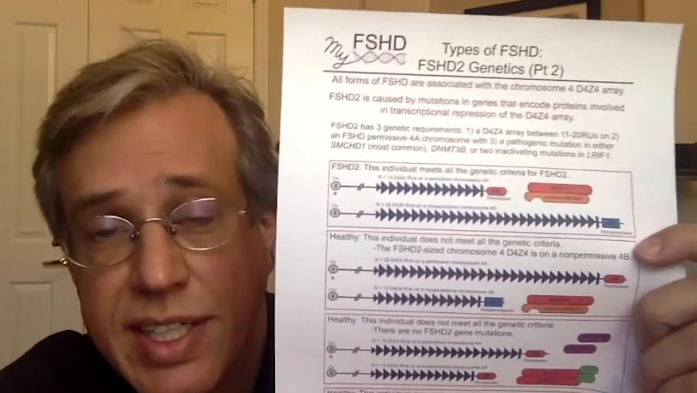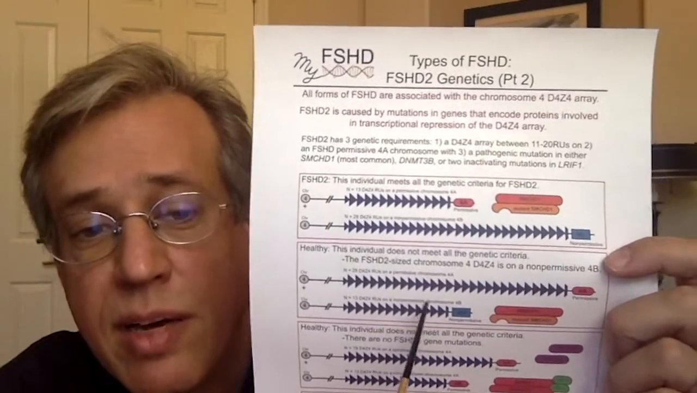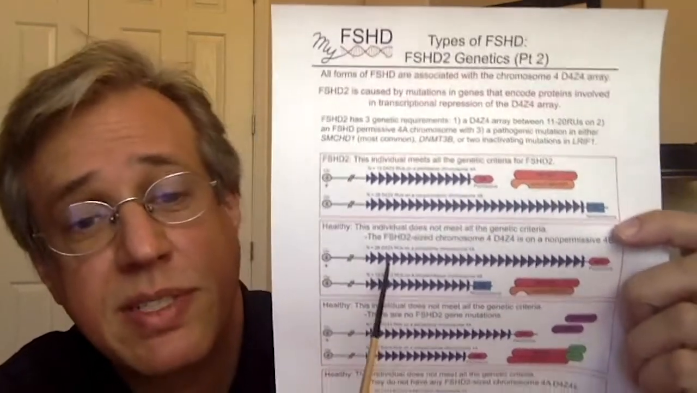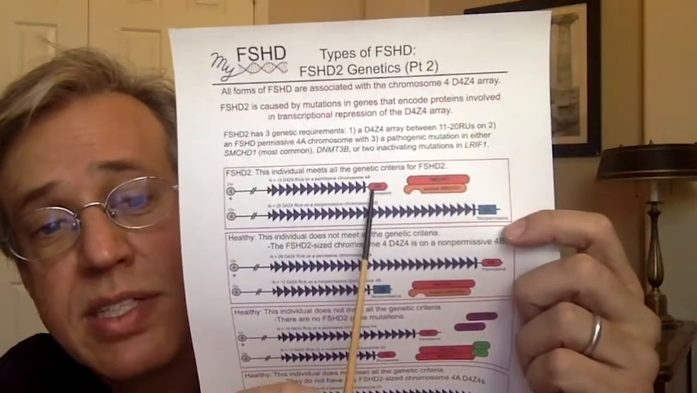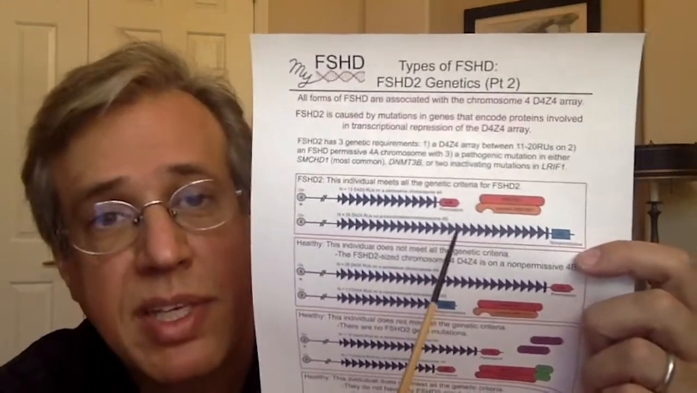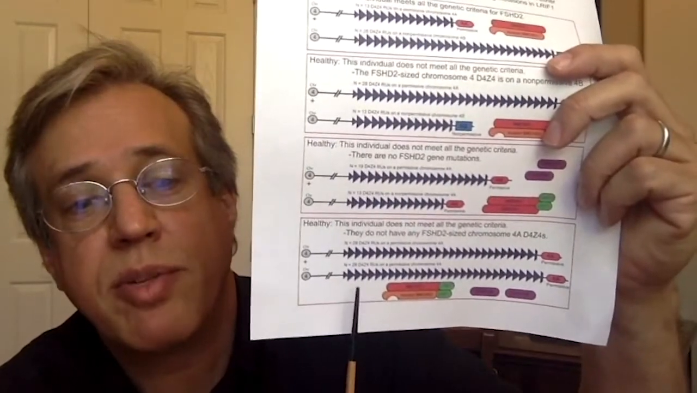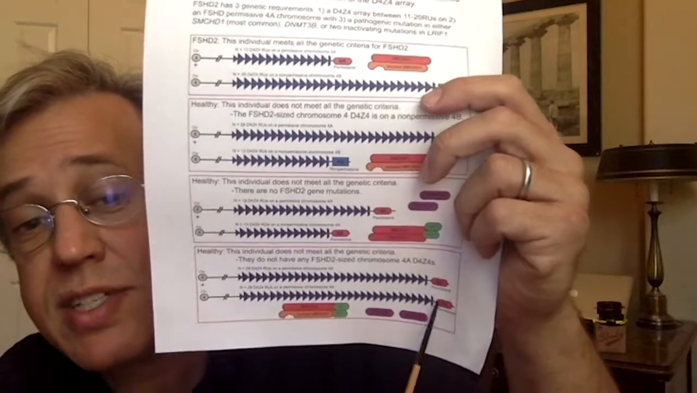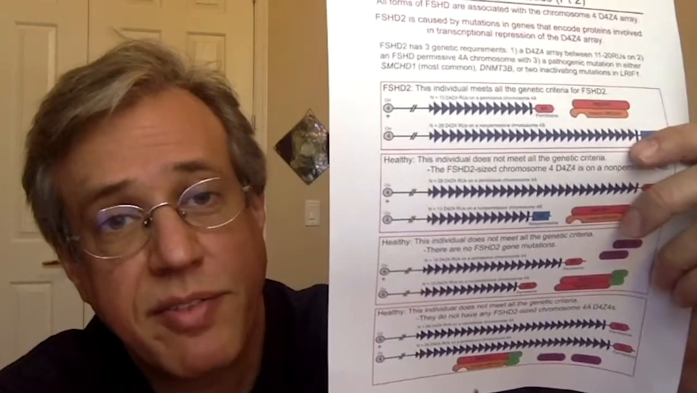This is called digenic because there are 2 requirements. You need to have a permissive FSHD chromosome. FSHD2 permissive means a certain size array, 20 repeat units or less, and a permissive subtelomere, and a second mutation in a gene, most commonly SMCHD1. If you just have a mutation in the gene SMCHD1, and even though you have FSHD permissive chromosomes, if they're too long, you don't actually have FSHD2.